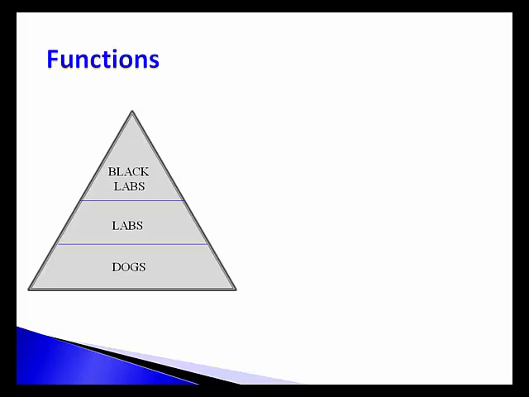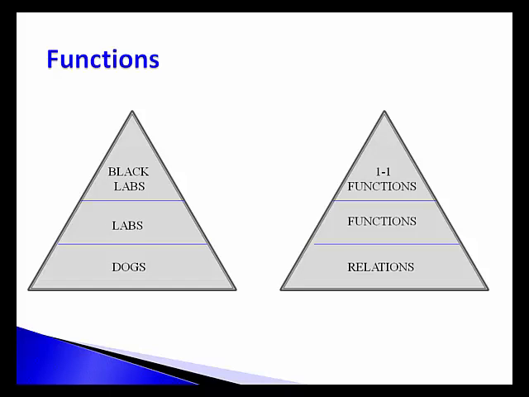Remember I gave you the pyramid where we had dogs, labs, and black labs? And then we had relations, functions, and one-to-one functions. And I told you that the characteristics of the pyramid on the left are the same as they are on the right, meaning that a black lab has to also be a lab and also be a dog. It cannot bypass any of those categories and end up being a black lab. Well, the same is true with the pyramid on the right.